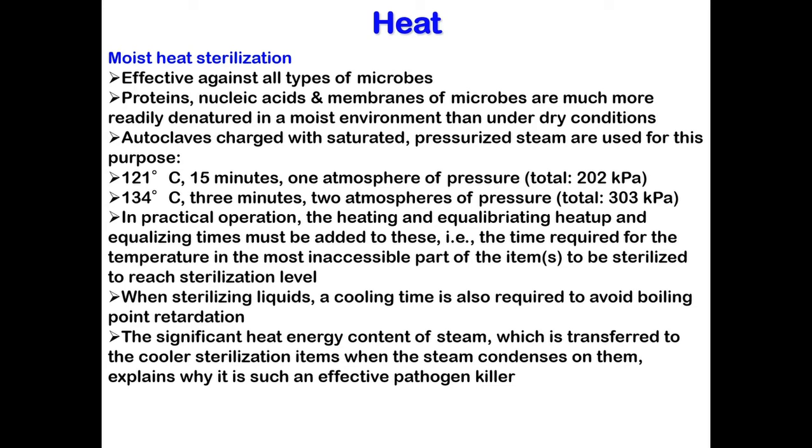So this is carried out with the use of saturated steam under pressure, and a device called an autoclave is used for this, and it basically acts like a sophisticated pressure cooker. Moist heat sterilisation is effective against all types of microbes. It denatures protein, nucleic acids, and microbial membranes much more easily than a dry environment. To destroy bacterial endospores, the temperature needs to be above 100 degrees Celsius, which is why the autoclave is used.